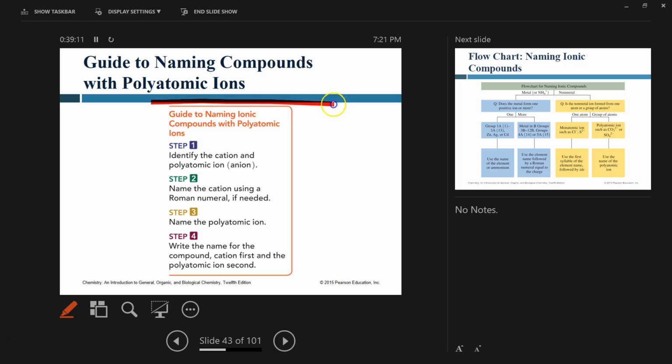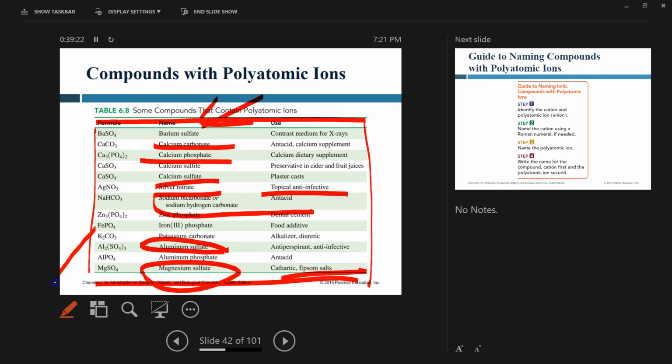So this guide will help you to name ionic compounds. You need to identify the cation first, say iron, anion second, phosphate. Figure out if that's alkali metal, alkali earth metal, or transitional metal. If it's alkali or alkali earth, it's pretty simple. You just say, I don't know, calcium sulfate.